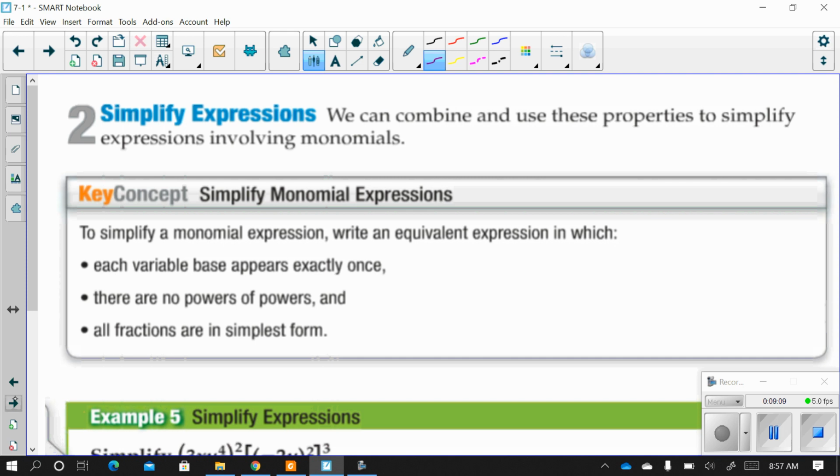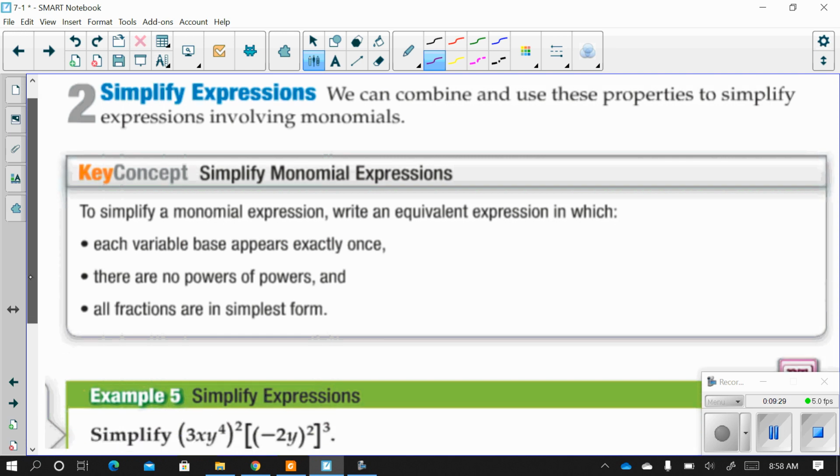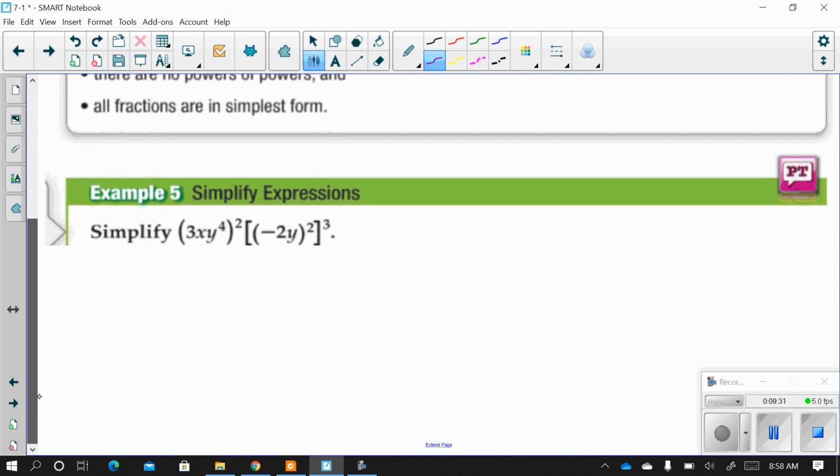Okay, so bringing all these rules together, we're now able to simplify monomial expressions. So to simplify a monomial expression, we have to do 3 things. Okay, each variable can only appear once. Okay, so I can't have x's and x's again, only once. Okay, no power to power, and all fractions have to be simplified. So let's look at this example. We have 3xy to the 4th squared times negative 2y squared cubed.